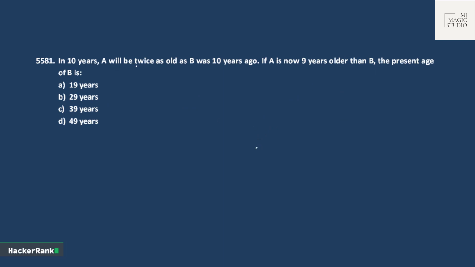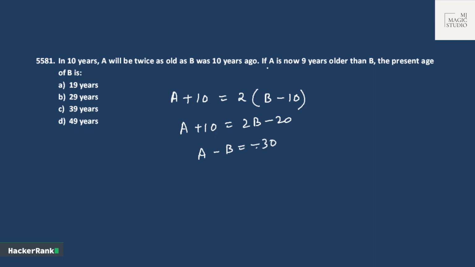In 10 years, A will be twice as old as B was 10 years ago. So in 10 years, A will be A plus 10, which equals twice of B's present age minus 10 years. Okay, that means A plus 10 is 2B minus 20. We have got A minus 2B is minus 30.